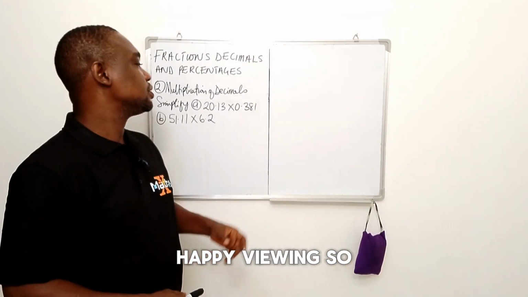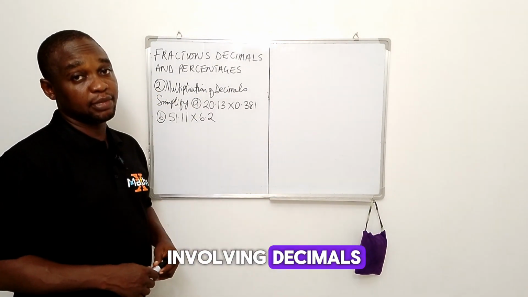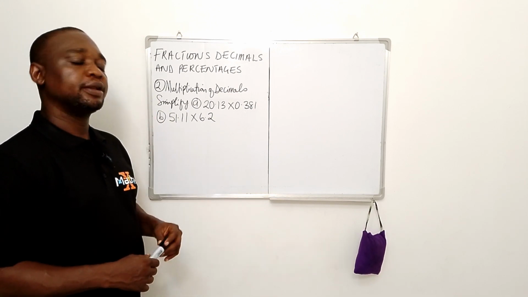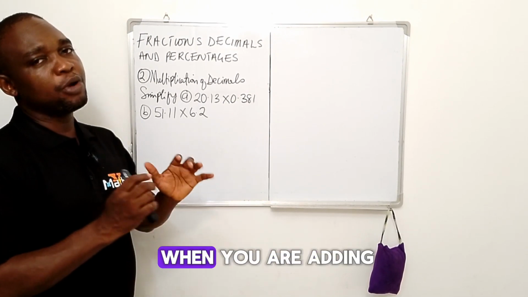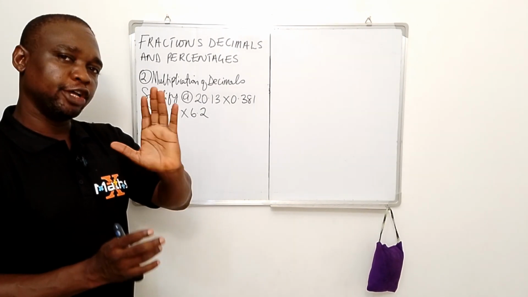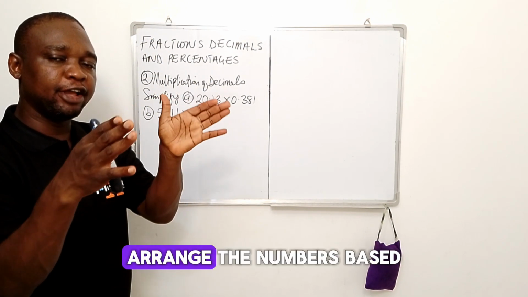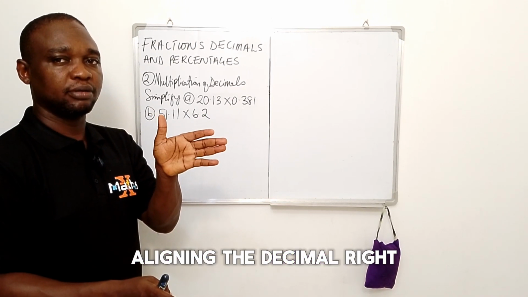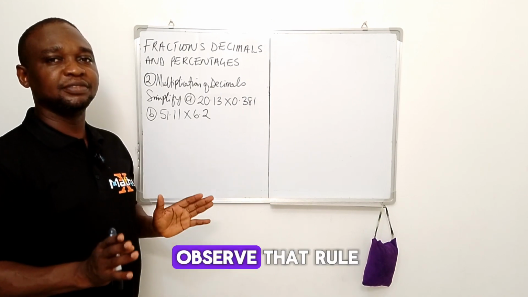Happy viewing. So for our second mathematical operation involving decimals, we have two examples here to simplify. Now, if you watched my previous video, I did say that when you are adding and subtracting decimals, ensure that the decimal point is aligned. Arrange the numbers based on place values, aligning the decimal, right? But when it comes to multiplication, you don't need to observe that rule.